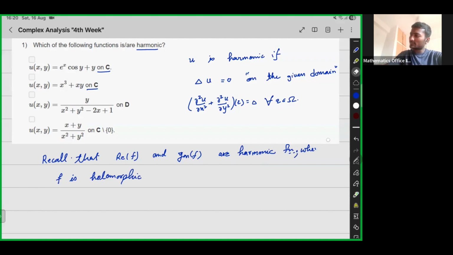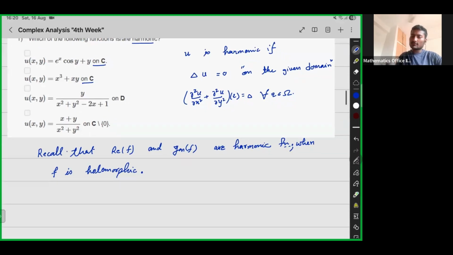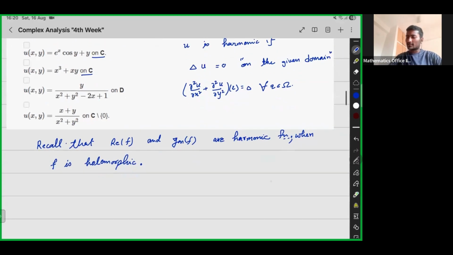Or we should write just: when f is a holomorphic function, then the real part of f and the imaginary part of f are harmonic functions, right? So e^x cos y, let's first check. We'll guess a little bit and then solve it. e^z is written as e^(x+iy), right?